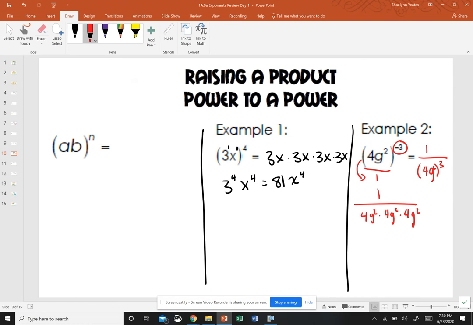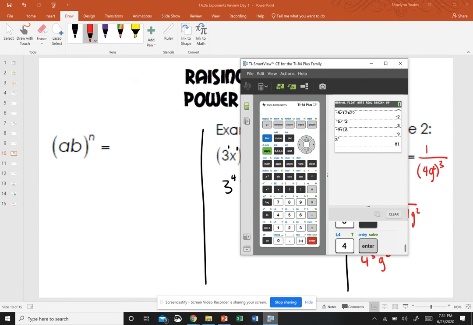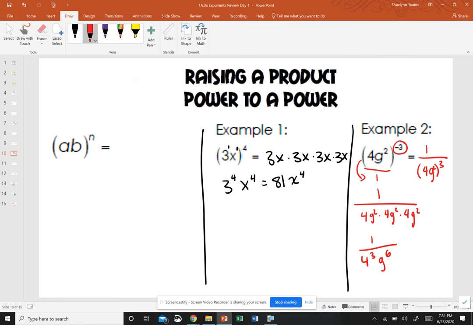So we've got 4 times 4 times 4. So this is 1 over 4 cubed. And then this is g squared times g squared times g squared, which is g to the 6th. And as I already told you, we're going to be finding out what 4 to the 3rd is. So we pull out our calculator. 4 to the 3rd, we get 64. So it's 1 over 64 g to the 6th.